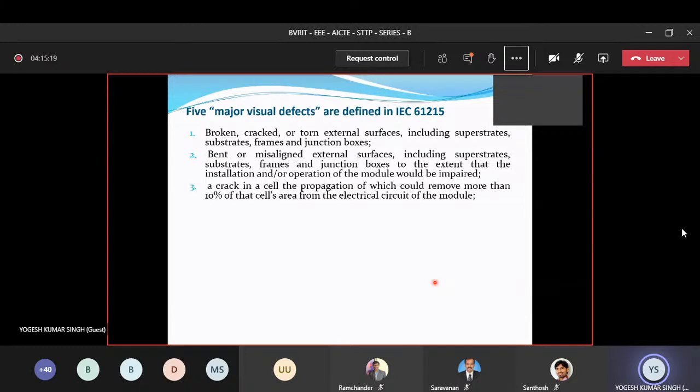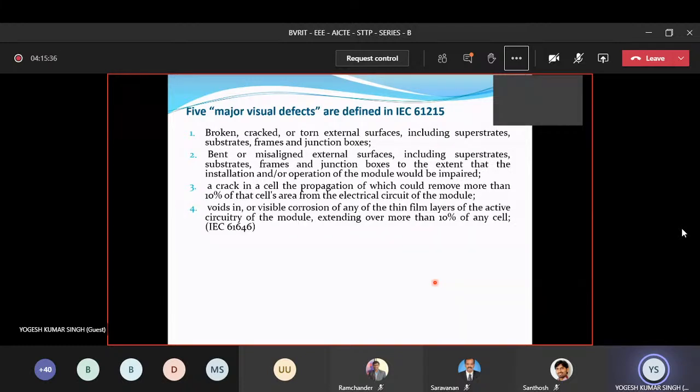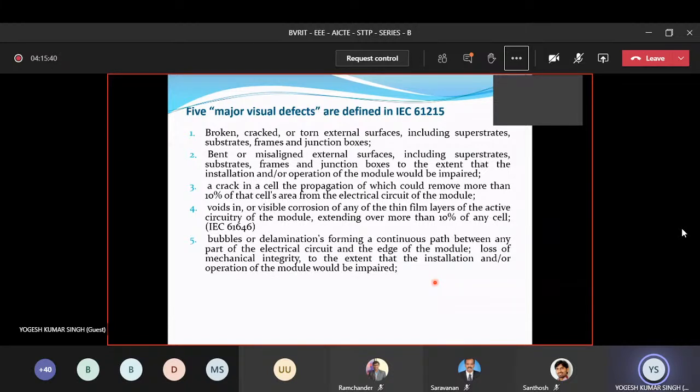The crack of the cell propagation, which could remove more than 10% of the module. If you find any crack on the module and the crack is more than 10%, then that module will also fail on that particular condition. Avoid visible corrosion on the thin film layer of the active circuitry of the module, which is only for the 10% of the availability.